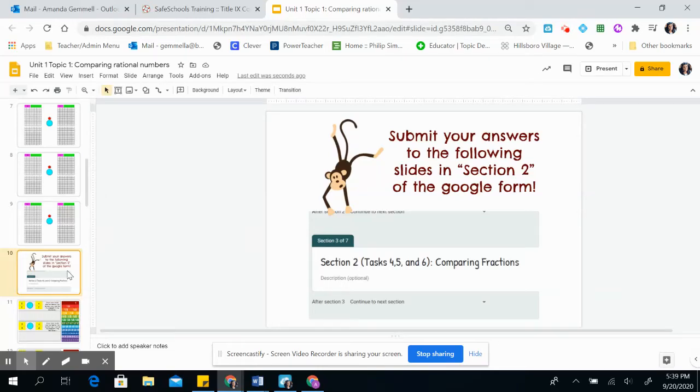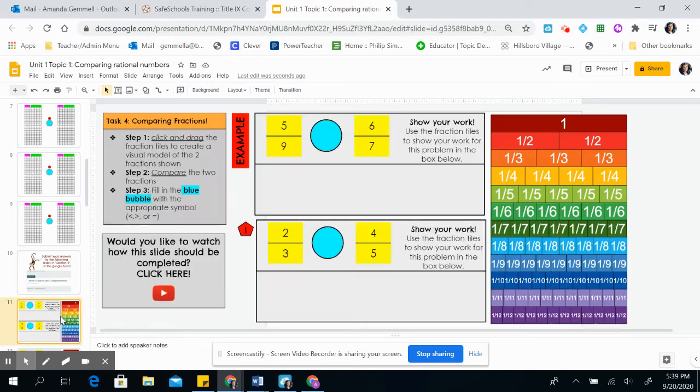Okay, now we're going to begin section 2. So this will include tasks 4, 5, and 6, and it's going to be about comparing fractions. All right, so first we are on slide 11. This is task 4, comparing fractions.